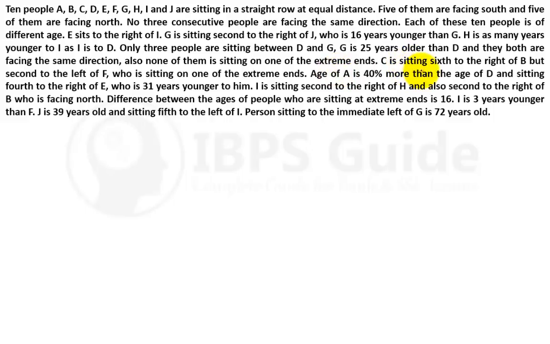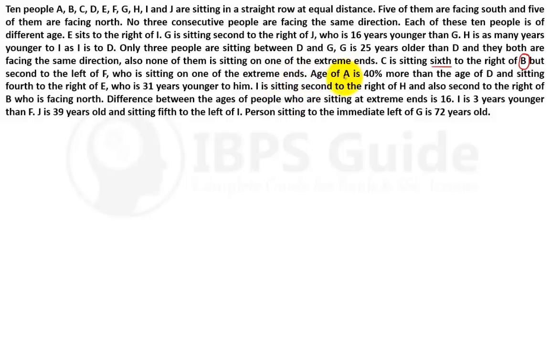C is sitting 6th to the right of B. See, this is the maximum number given here, 6th right of B. But we don't know the exact direction of B till this much information. We don't know the direction of B. But talking about C, C is second to the left of F, who is at one of the extreme ends.